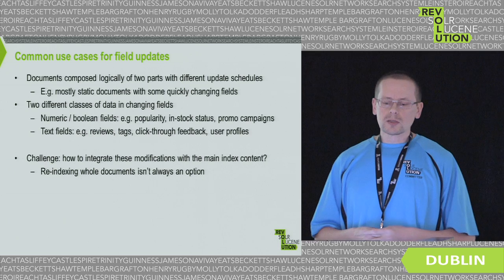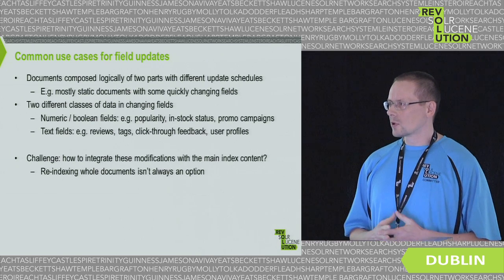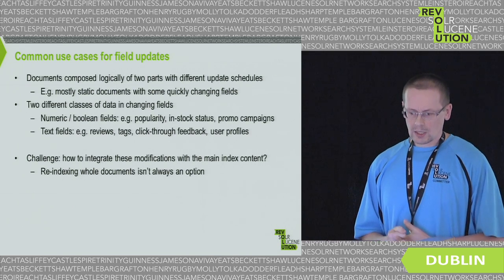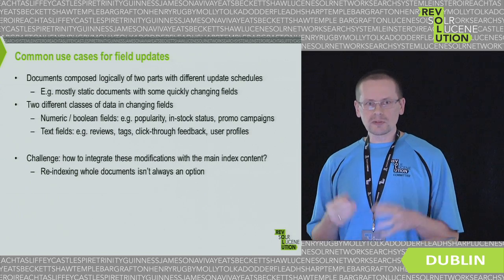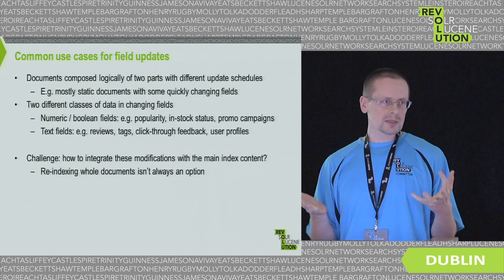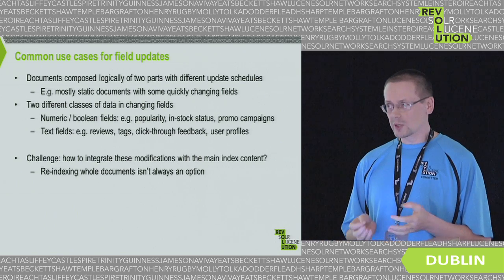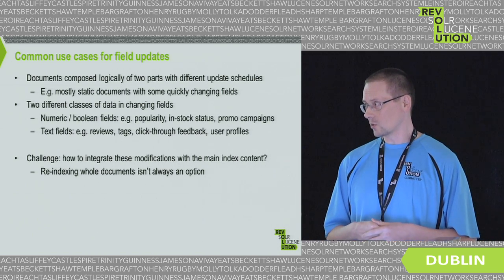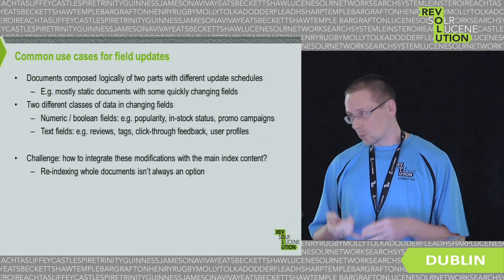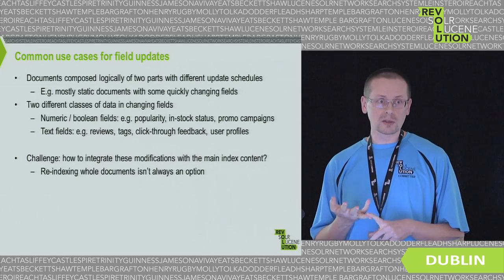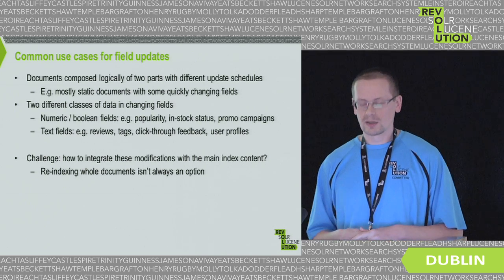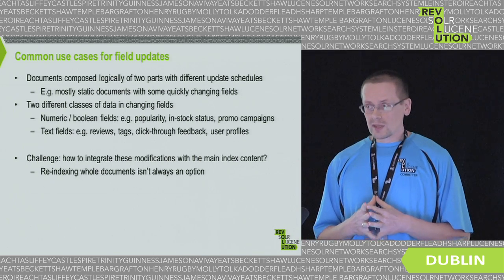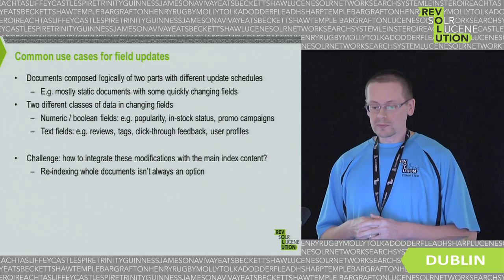Okay, great. So what are some common use cases for field level updates? Well, if you have documents that logically consist of two different parts, like you have the main content and then you want to just update some bit of metadata in the document, like a Boolean flag or the popularity or whether the item is in stock or stuff like that, then you're facing this problem.